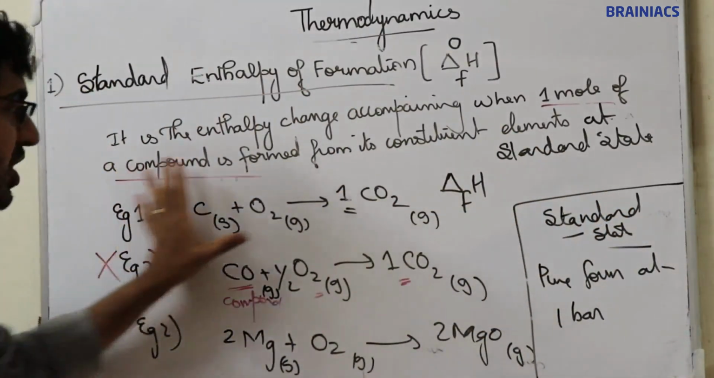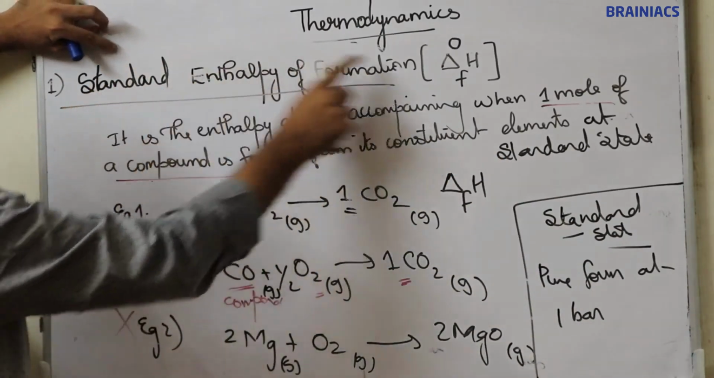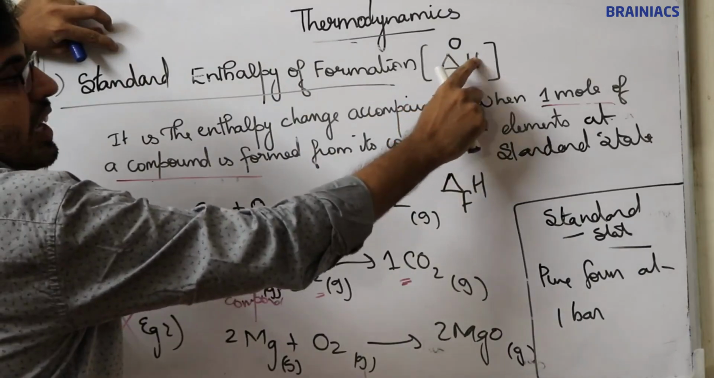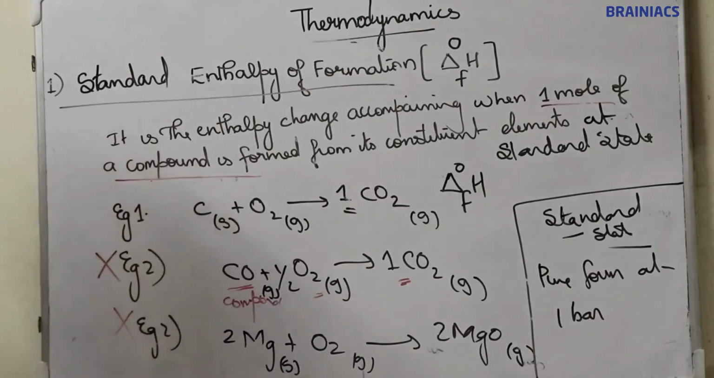Now if a reaction occurs under standard condition, then that enthalpy of formation is known as standard enthalpy of formation, represented by delta HF0. Okay, I think it's clear.